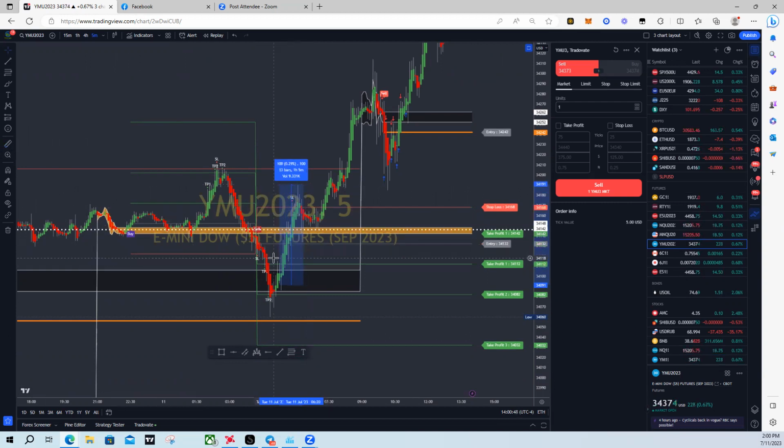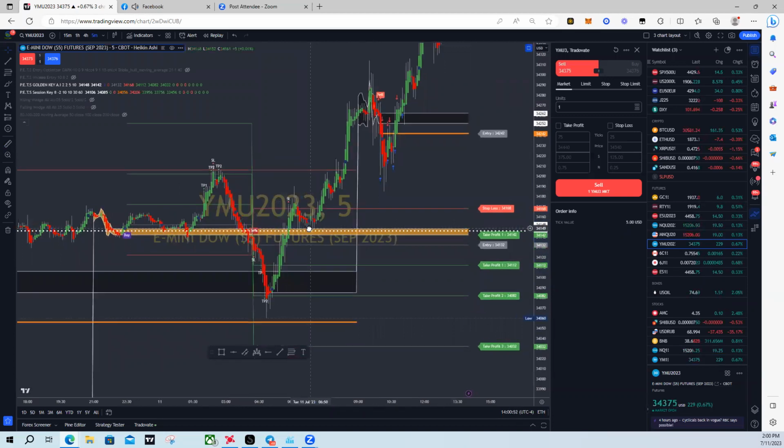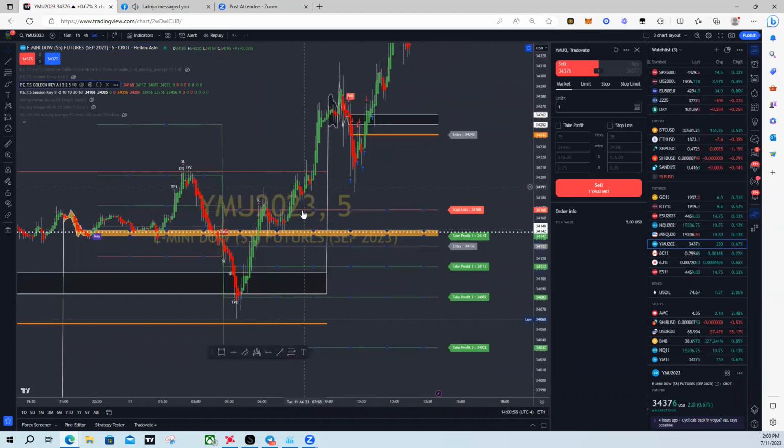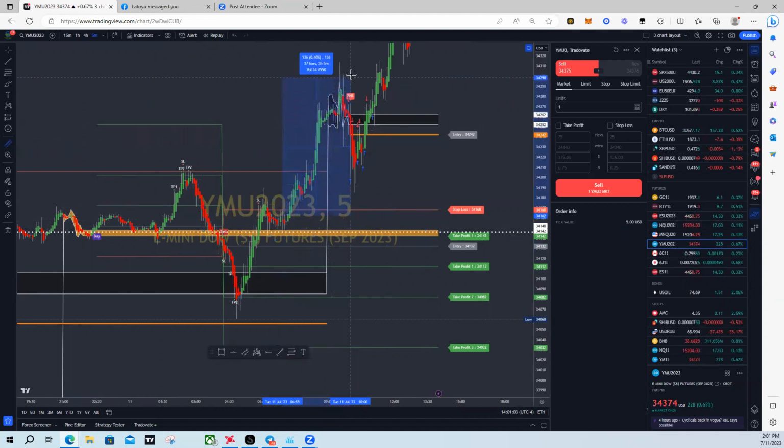But notice what it did. It broke back above the golden key and it retested the golden key again. You could have taken this trade. This is a beautiful trade, straight to the upside. This is a beautiful trade to the upside for 115 pips, 150 points. That's $750 on this trade right here for US 30.